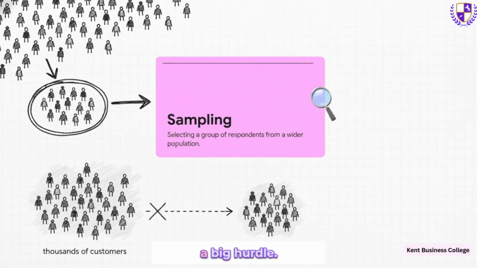But Adam points out a big hurdle. IBIS Stores has thousands of customers. There is no way Jody can talk to all of them. So what's the solution? It's all about sampling. The trick is to strategically choose a smaller group that accurately represents the entire customer base.